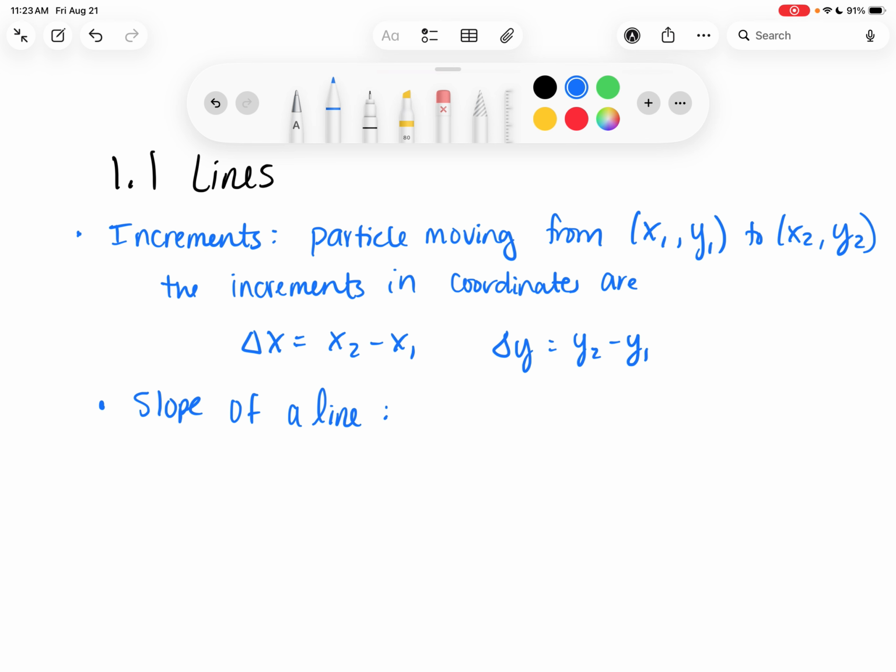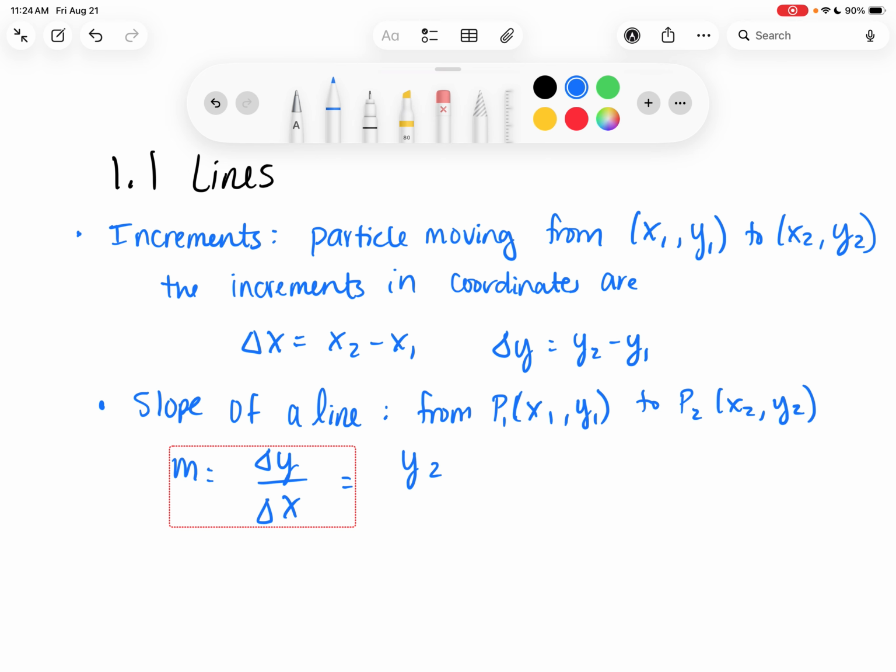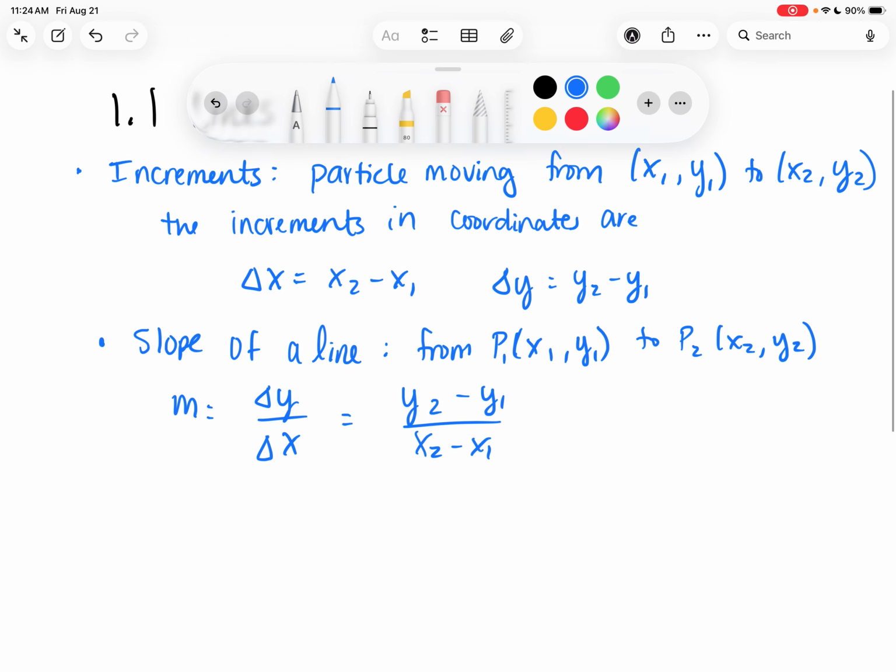So then obviously slope of a line from P1, which would be x1, y1, to P2, which is x2, y2, would be our slope, which would be delta y over delta x, or y2 minus y1 over x2 minus x1. So that's just taking the previous thing and just putting it together. Slope.